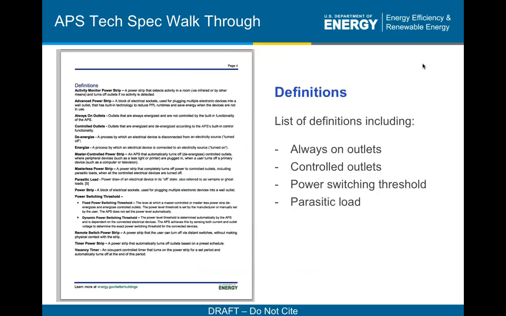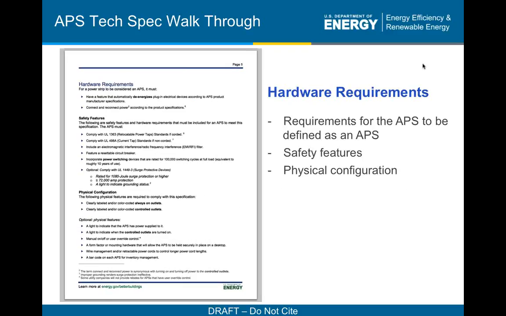The first section provides a list of definitions. This can be really useful in understanding the components of an advanced power strip. For instance, what is an always-on outlet and what is a controlled outlet? What's the difference between the two? It also describes other language that describes advanced power strips. We also did our best to be consistent in our naming and definition with other plug and process load or advanced power strip documents that currently exist, and Claire Miziolik from MEEP will be talking about that as well. Hardware requirements. These are requirements for advanced power strips to be defined as an advanced power strip.